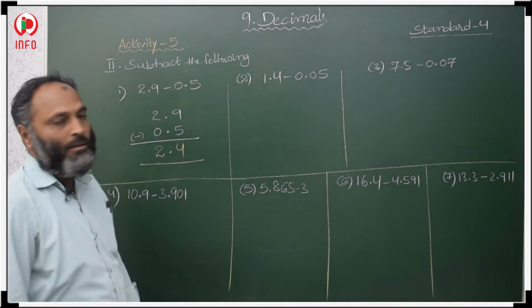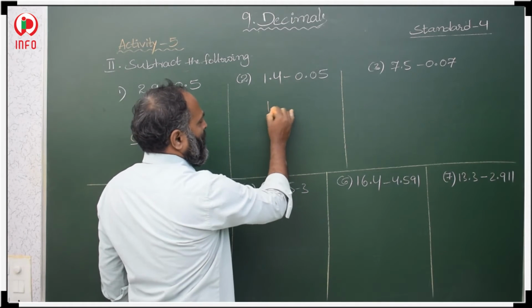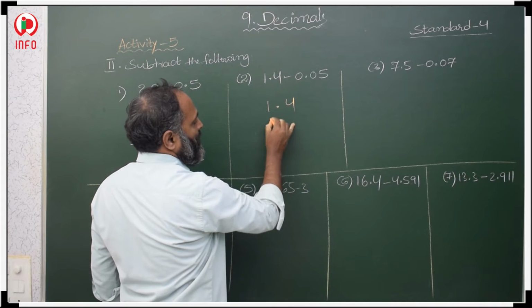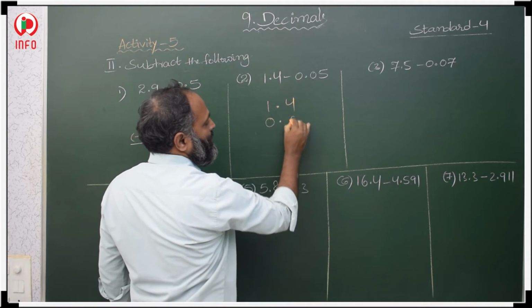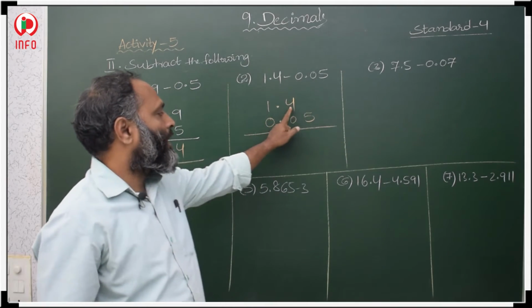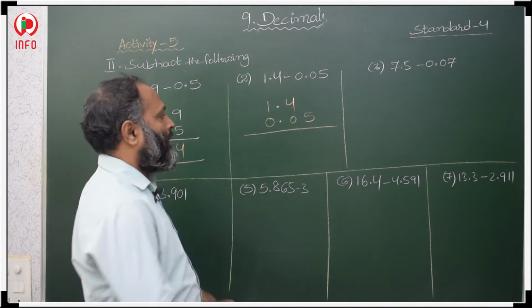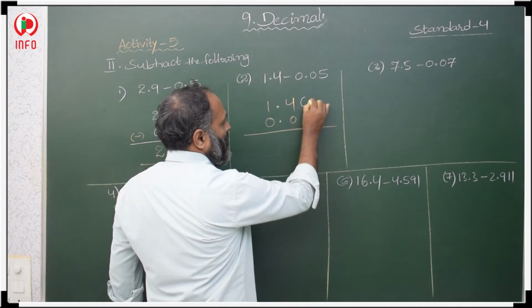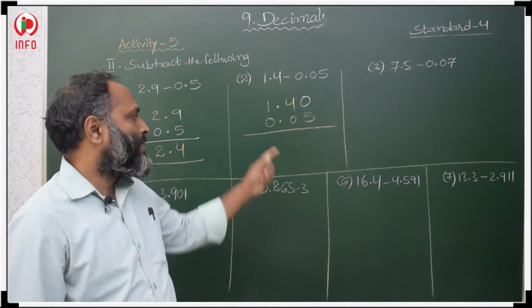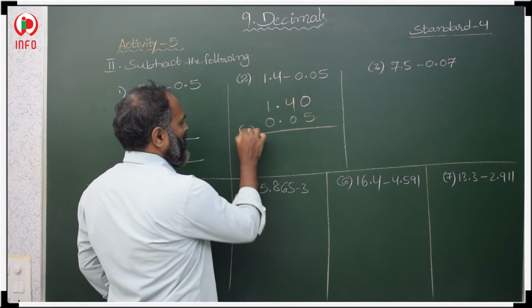2.4. Then after that, first 1.4. Then after that decimal point. Here 0. After that 0, 5. Here after decimal we have one place, and after decimal here we have two places. So here we have to add one 0 like this. Now these two are like decimals. Now we have to subtract.